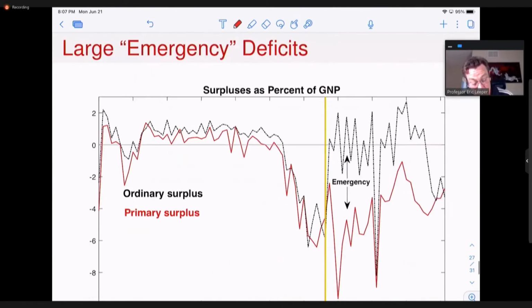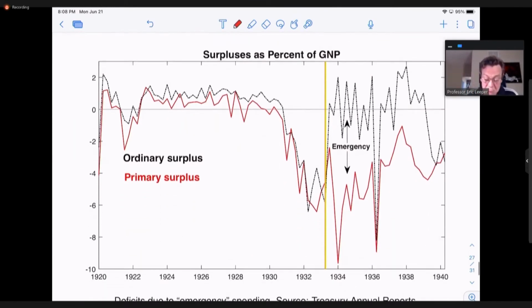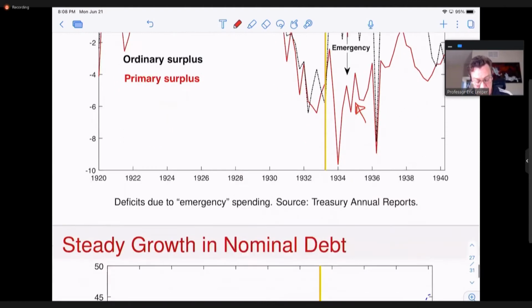And it worked. So he ran these big emergency deficits. That's this red line. The black line is the ordinary surplus, and you can see that, more or less, it was balanced. So he did what he said he was going to do. He ran emergency deficits until he got cold feet, and he balanced the ordinary budget.